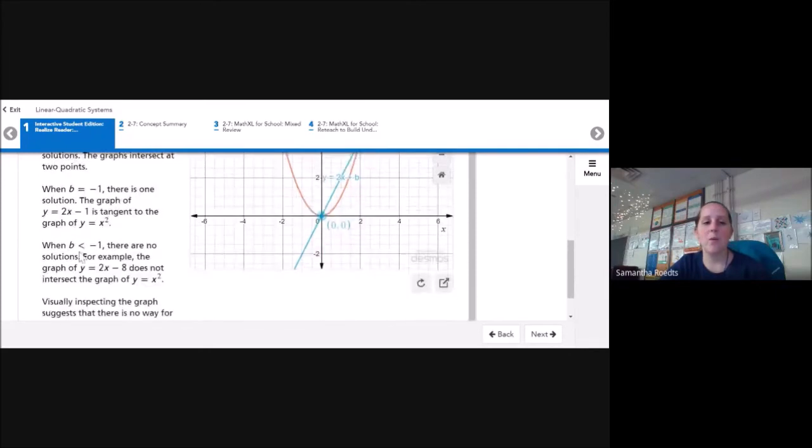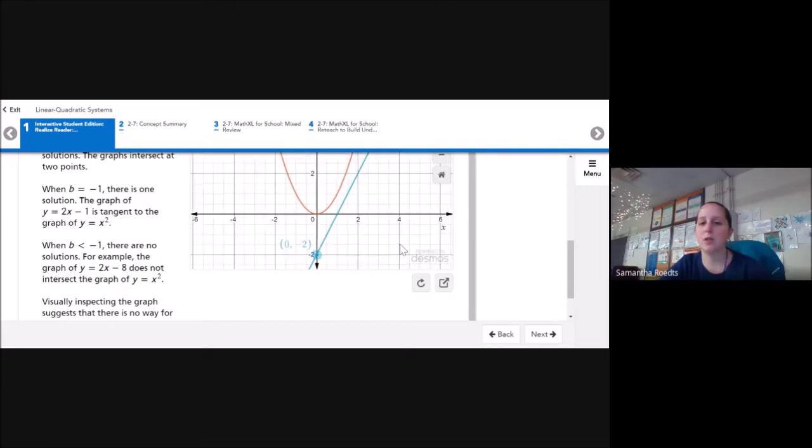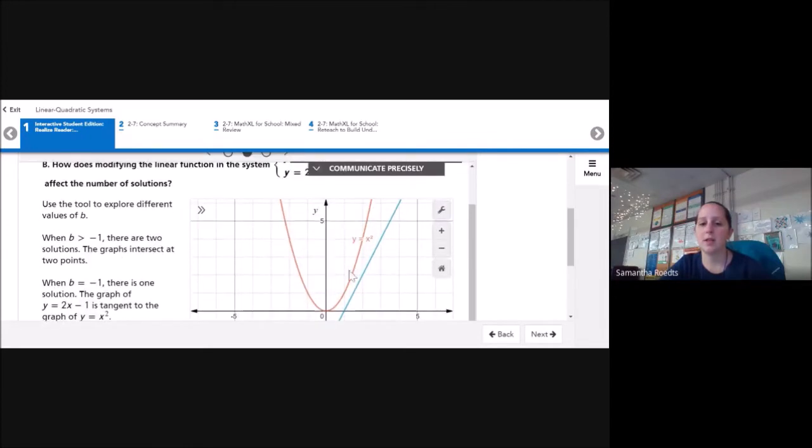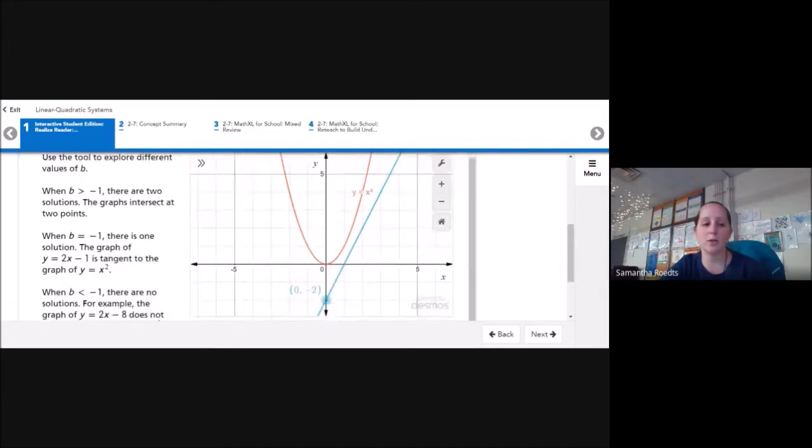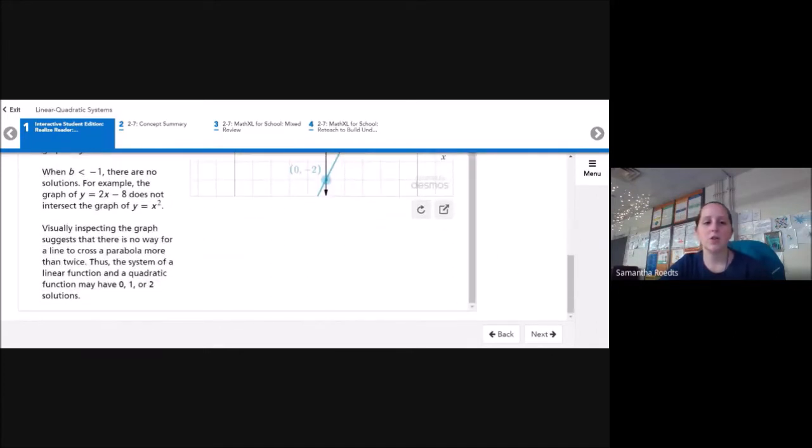Okay. When b is less than negative 1, so if I come down here at negative 2, we can see that the line actually does not intersect at all. So there would be no solutions. So visually inspecting the graph suggests that there is no way for a line to cross a parabola more than twice. Therefore, the system of a linear function and a quadratic function may have 0, 1, or 2 solutions.